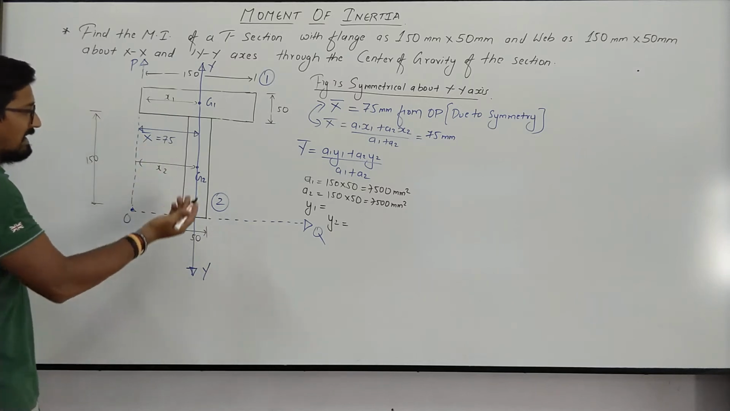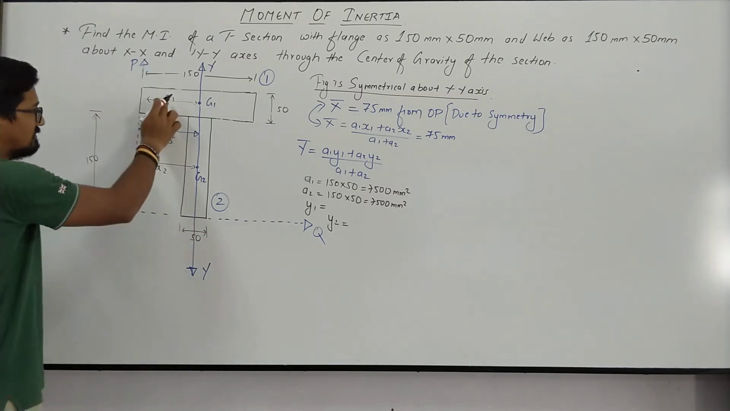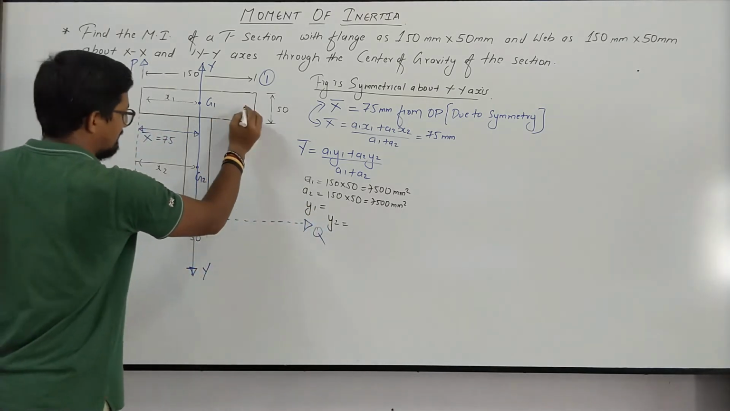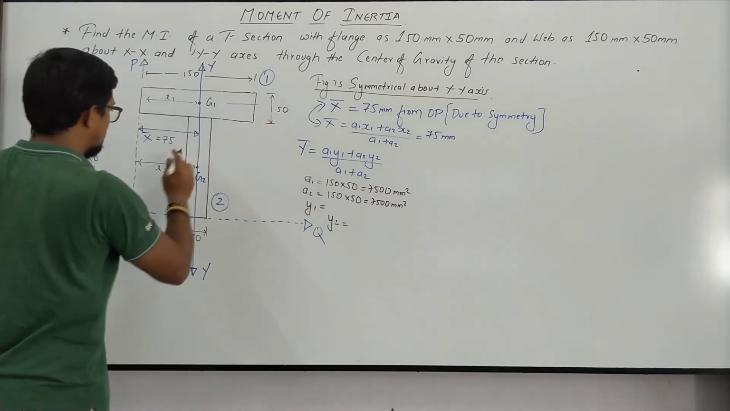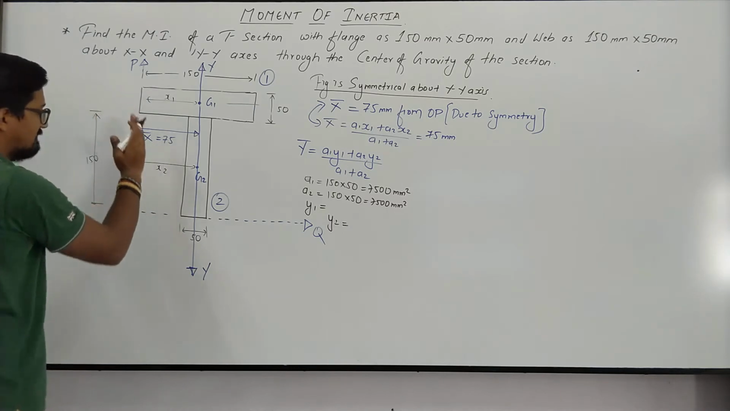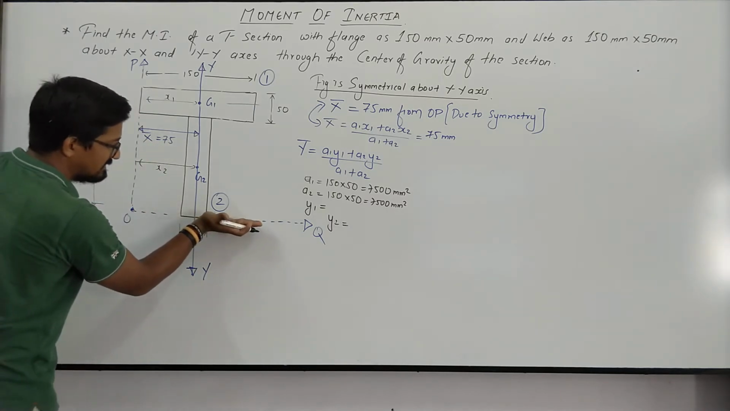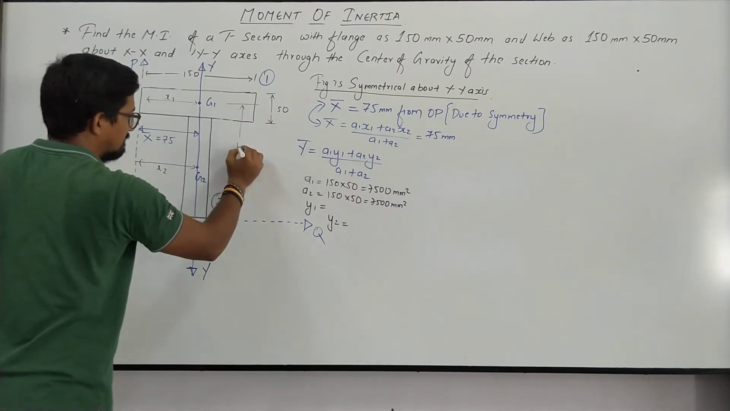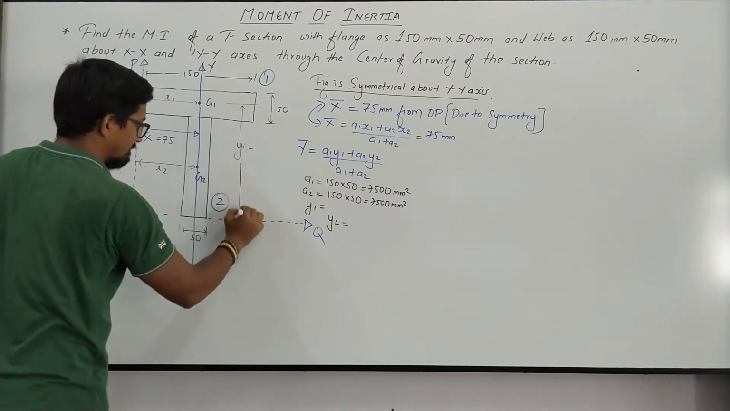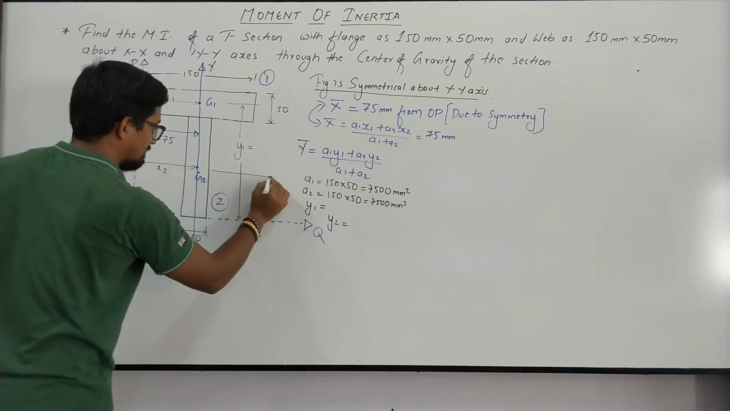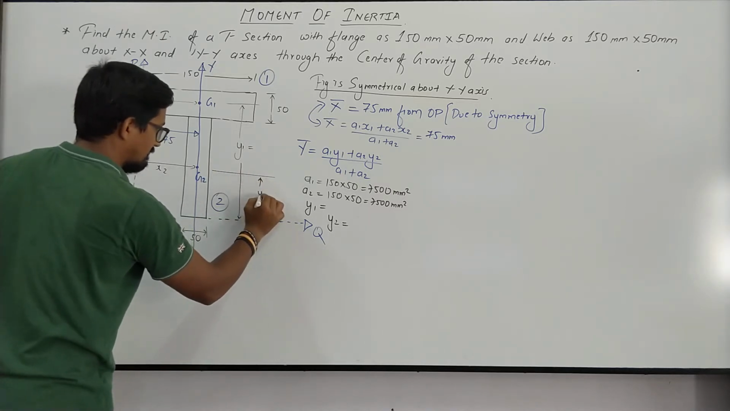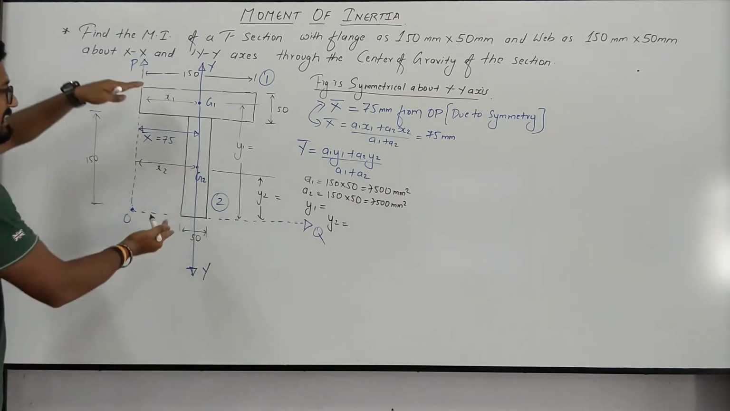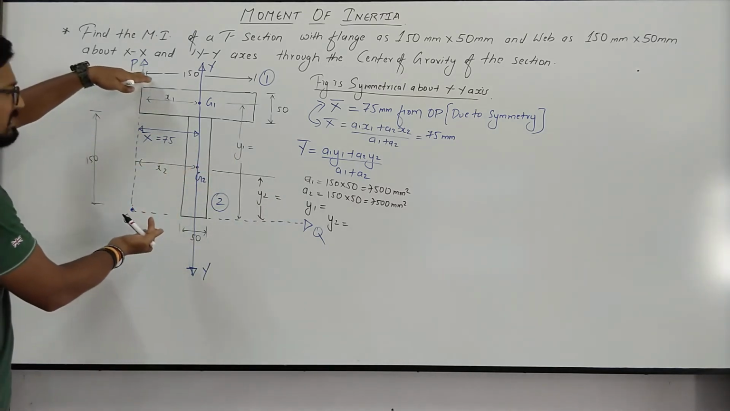But for y1 and y2, on the same lines as x1 and x2, we have to calculate y1 and y2. These y1 and y2 are the vertical distances from this reference axis. Now we have to calculate the distances of the CG from this reference axis. So this is y1 and this is y2. What will be the value of y1? y1 can be calculated by using simple geometry.